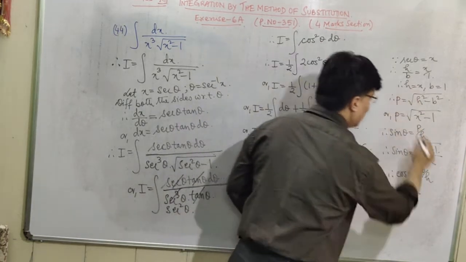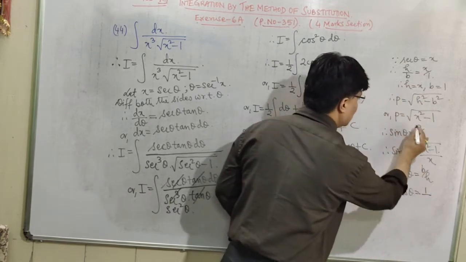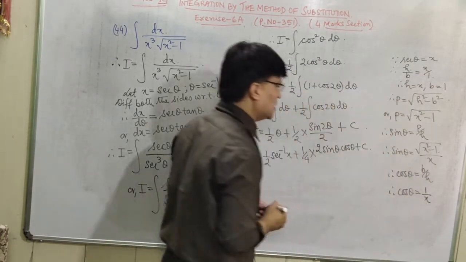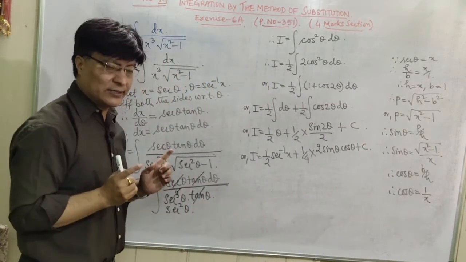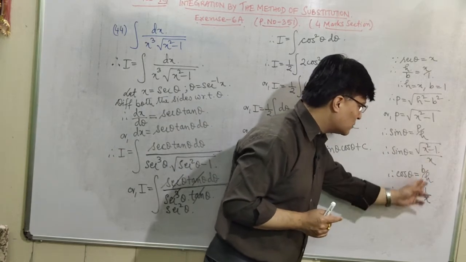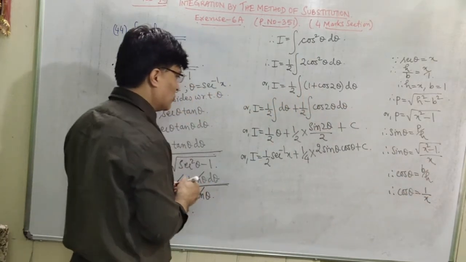What is b here? B is 1. What is the value for h? H is x. So cos theta is equal to 1 upon x. So we have expressed sin theta and cos theta in terms of x. So let us put the value out here.